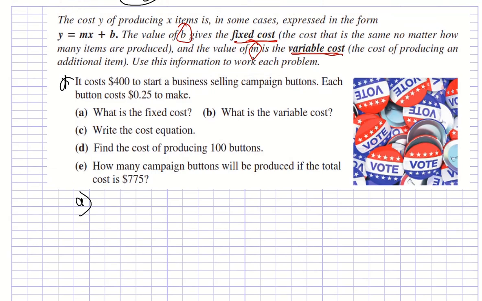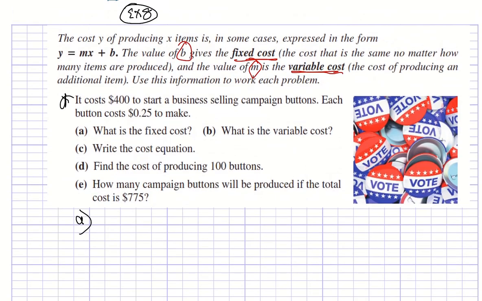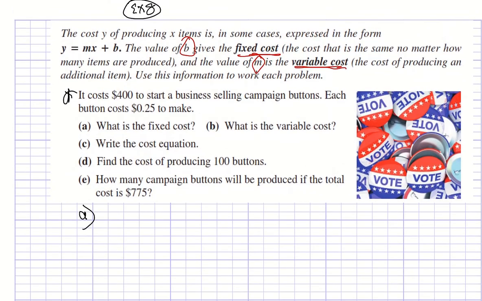What is the fixed cost? In this situation, they gave you the slope-intercept form, mx plus b. Look at what they're saying: the cost y of producing x items is expressed here, and they tell you b is the fixed cost and m is the variable cost. Make sure you keep that in mind.